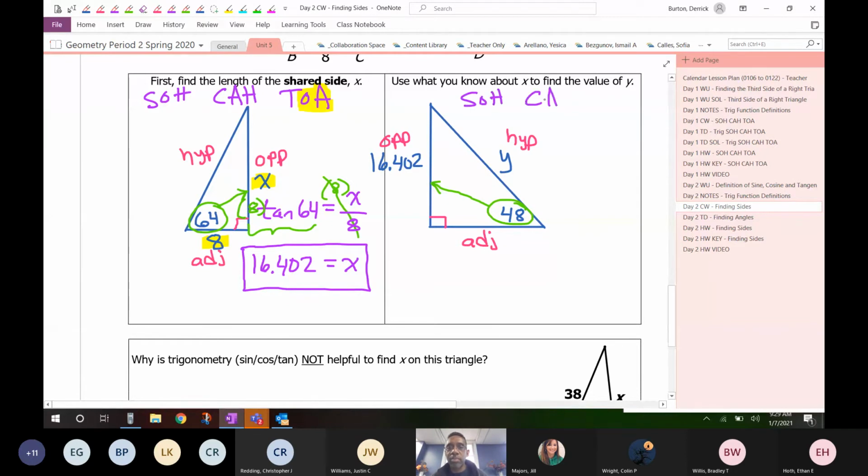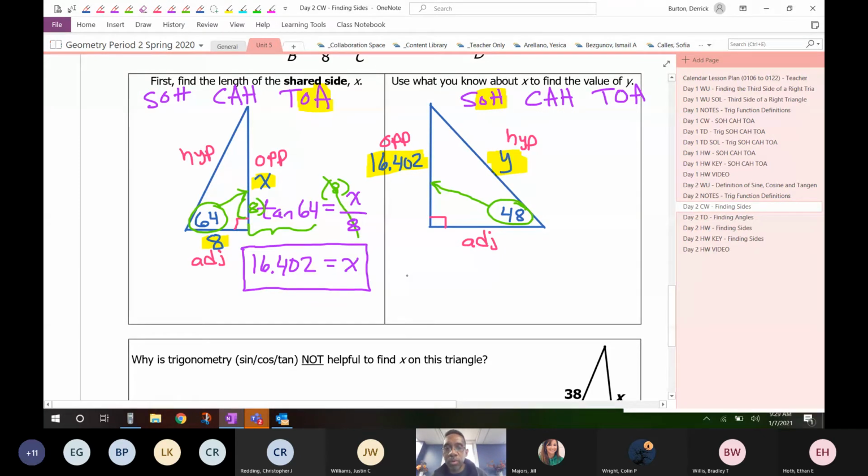Okay, what about SOHCAHTOA? All right, we have to pick which trig function we are going to use. Sine, cosine, or tangent. Well, consider the two values that we are dealing with. We have the 16.402 and we are looking for y. Those are the two sides that are involved. That is opposite and hypotenuse. So that is going to be the sine function. The sine function involves opposite and hypotenuse. It's the only one that does. So that tells us that we're going to use the sine function.